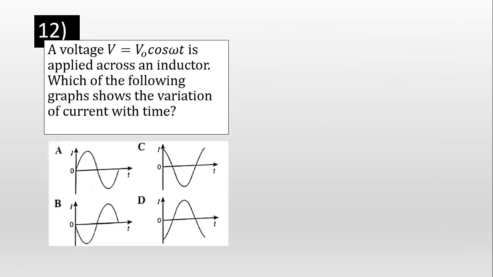Question 12. That is the formula: V equals V naught cos omega t is applied across an inductor. Which of the following graphs shows the variation of current with time? The key to remember is which one leads which. Does I lead V or V lead I for an inductor?